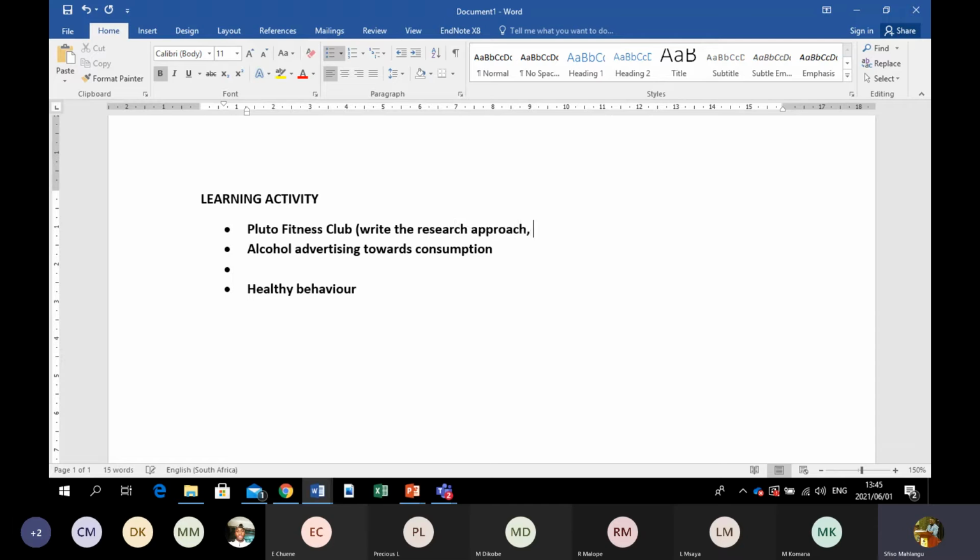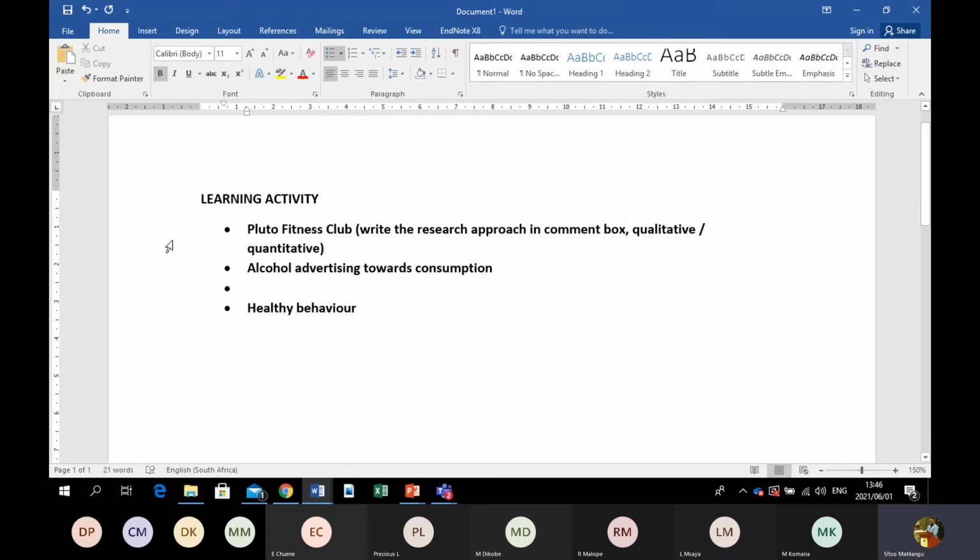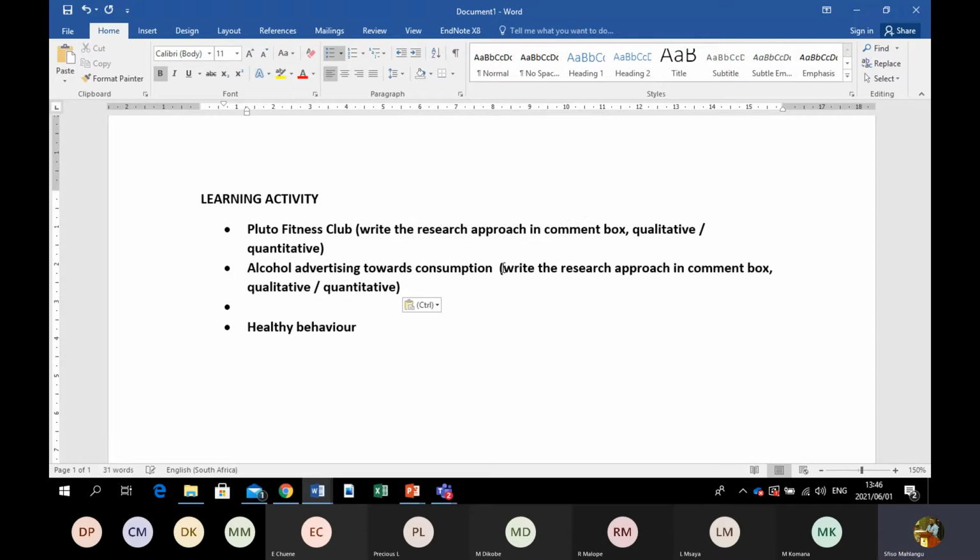Our research approach is either qualitative or quantitative. Write the research approach in the comment. So you're going to type that one, it's going to take about 5 minutes. You also do this one. Come to writing a research approach in the comment box there.